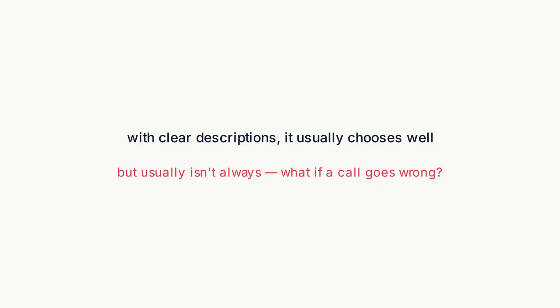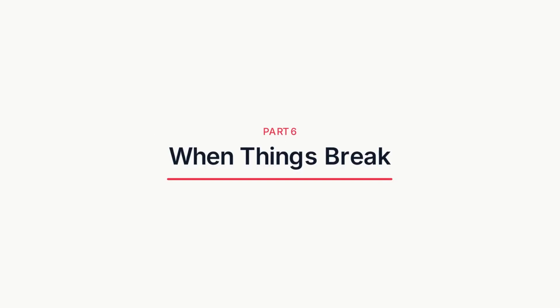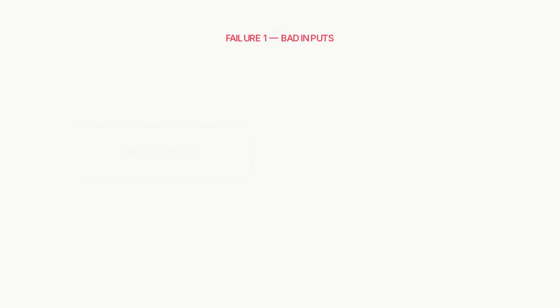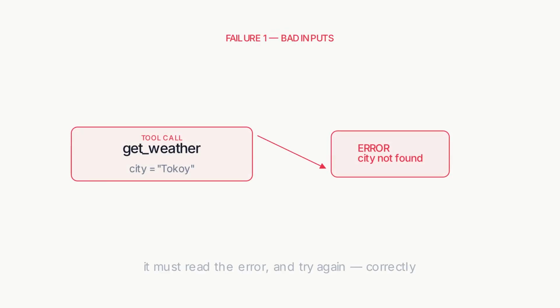So what happens when a tool call goes wrong? Part 6. When things break. Tool use sounds clean when it works, but in the real world, tool calls fail, and a good agent has to expect it. There are a few classic ways things go sideways. The first is bad inputs. The model asks for the weather but spells the city wrong or leaves out a required field. The tool can't run and returns an error instead of an answer. The model has to read that error and try again correctly.